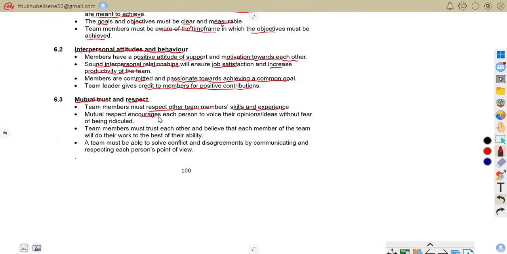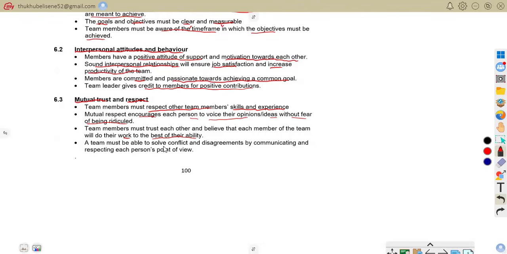Mutual respect encourages each person to voice their opinions and ideas without fear of being ridiculed. So mutual respect encourages them to bring their views and ideas without being ridiculed. Team members must treat each other well and believe that each member of the team will do the work to the best of their ability. So that is that.